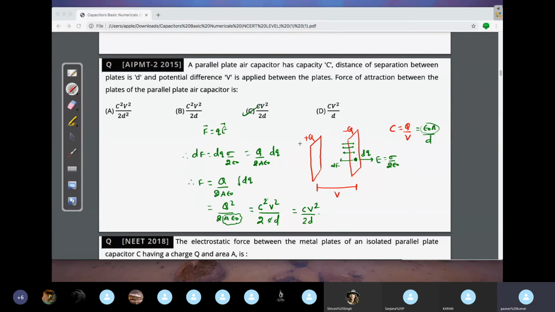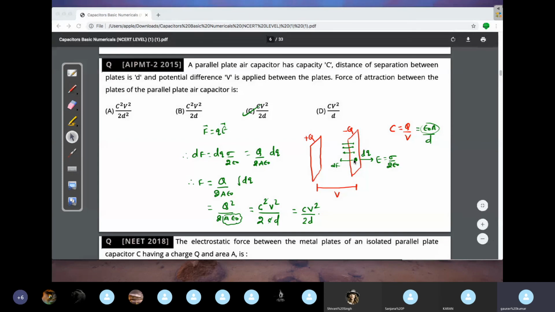Same thing can be done for this also. It's very easy. See what I have done here. I have taken a small charge dq over this plate, and dq is negative. The electric field due to a single plate at this point is sigma by 2 epsilon. What is the formula for force? Force is always charge into electric field. Whenever charge is negative, force and electric field will be anti-parallel, so the force on this will be on this side.